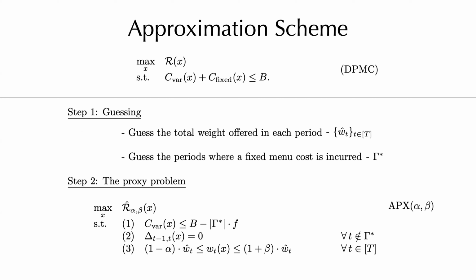So the total weight is replaced with our guesses W hat. We write constraint 3 to make sure that the weight we ultimately choose is close to that guess. And then we say you can only change prices in time periods in gamma star. That's what the second one says. And we charge the fixed cost up front. That's what constraint 1 says. So you can only change prices in gamma star, we charge the fixed cost up front, and now we only have to keep track of variable costs, which can be kept track of product by product.